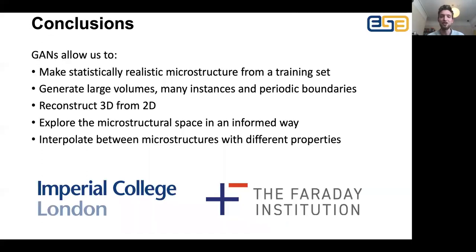Okay, so in conclusion, we can do a bunch of cool things with GANs. We can make statistically realistic microstructure from a training set.